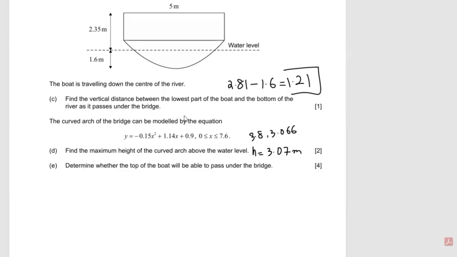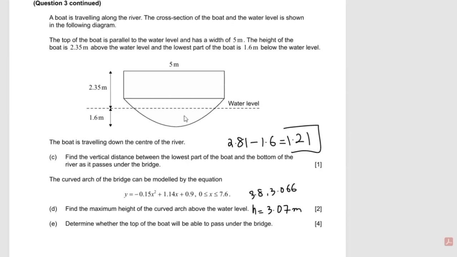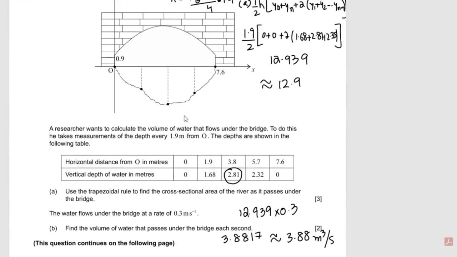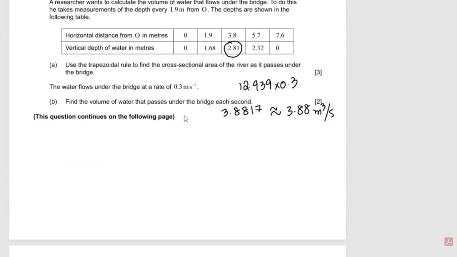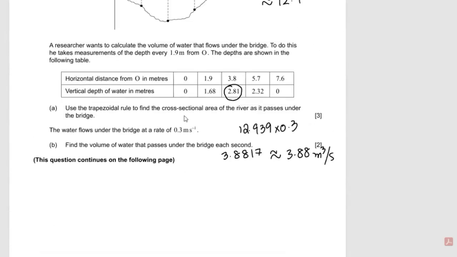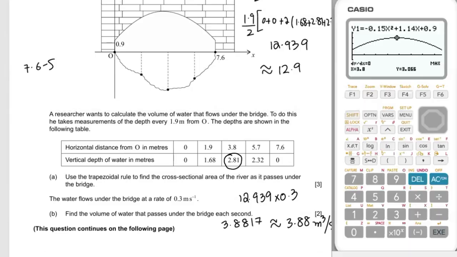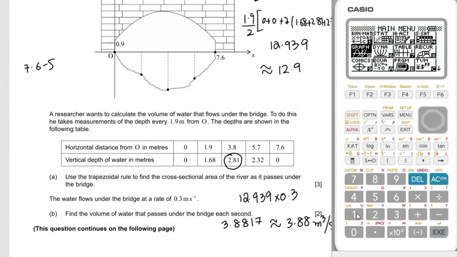Okay. Determine whether the top of the boat will be able to pass through the bridge. Now, this is a good question. How do you find whether the boat can pass through or not? In order to do so, we need to check. Let's go back to the diagram. The horizontal section of the boat is 5 meters, right? So first of all, 7.6 minus 5. Let's see how much remaining part is there.